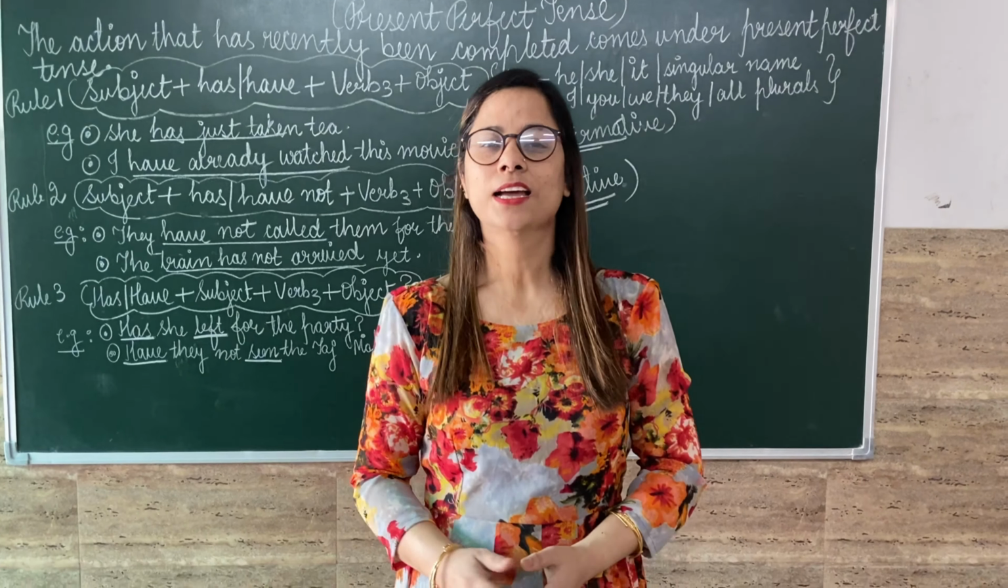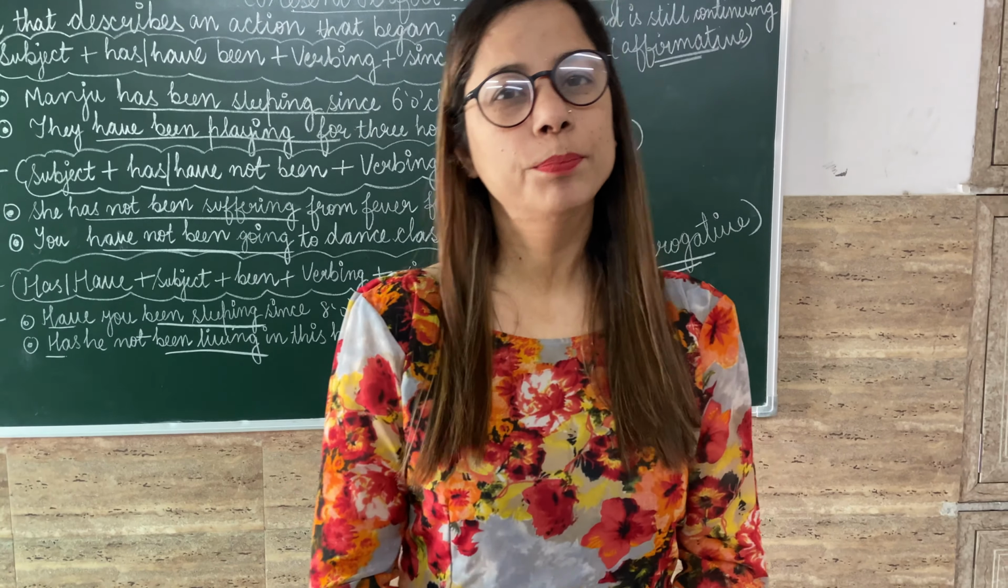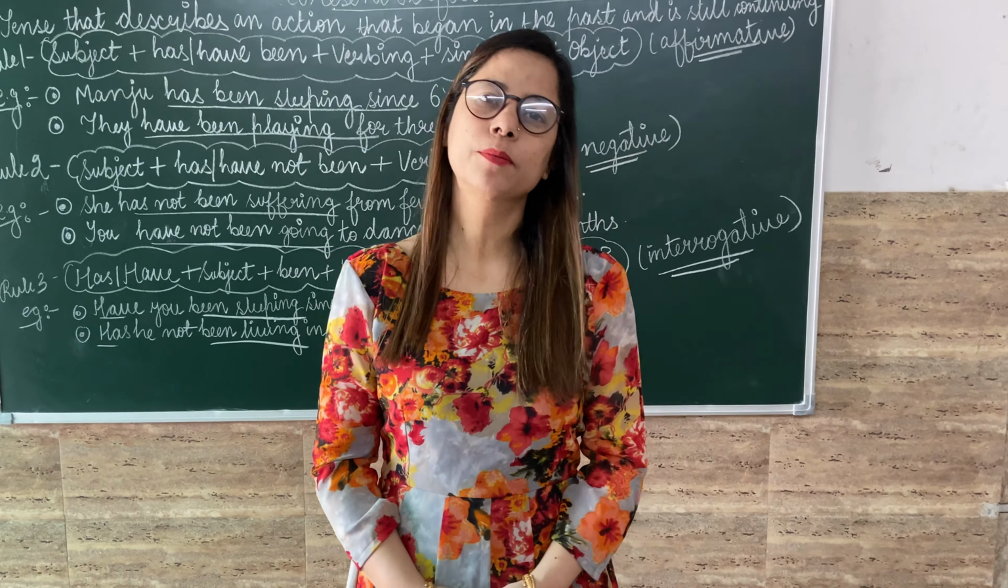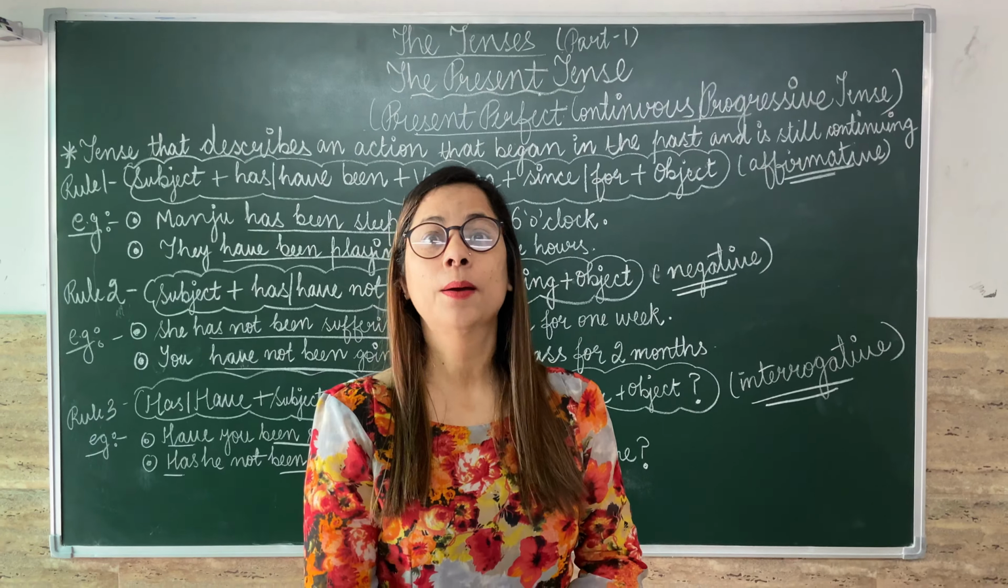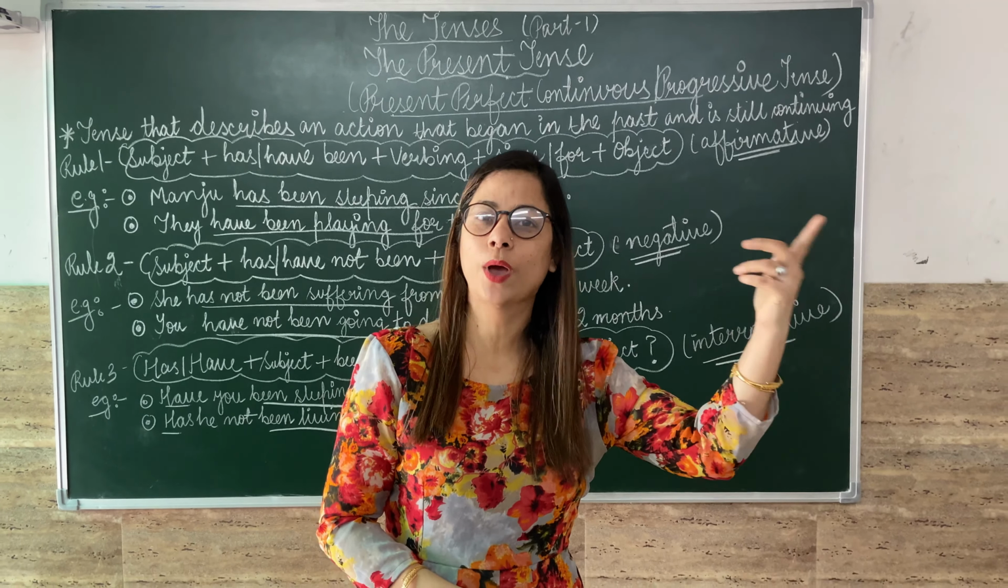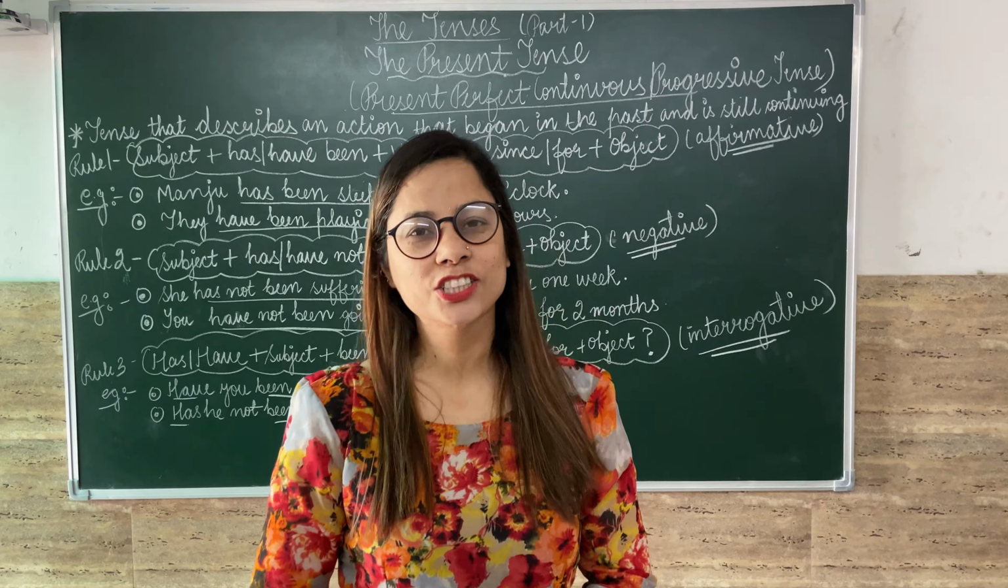Now let's move further to present perfect continuous. Let's start with present perfect continuous or present perfect progressive tense. Here the tense describes an action that began in the past, that started in the past and is still continuing and still going on. Or you can say the action that is going on but it started in the past, when that time when that action started is already given. This is called present perfect continuous.